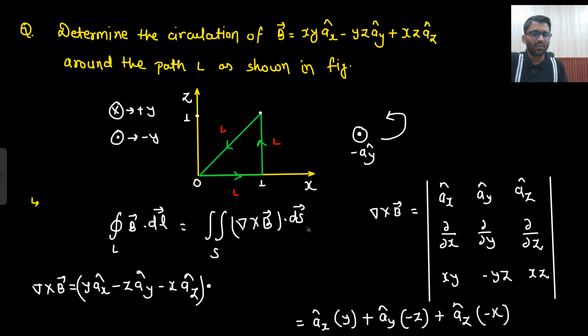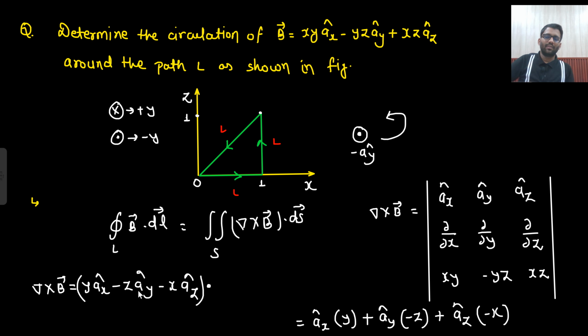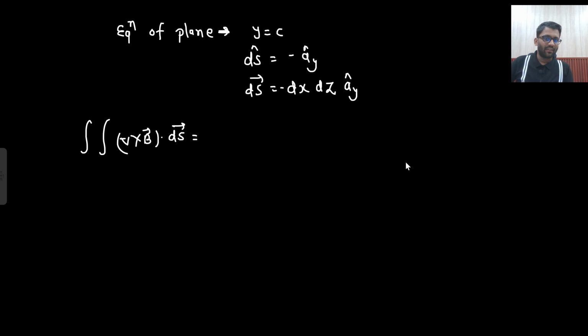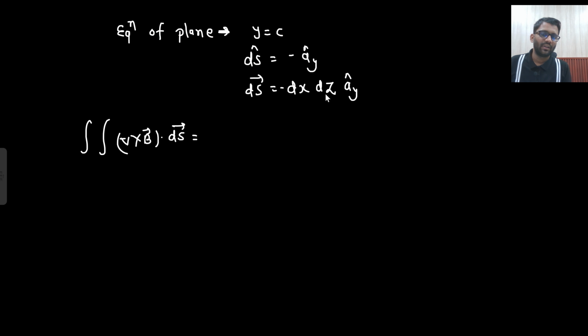Dot product del cross b dot ds, this is what I am doing. So with ay cap I need to do the dot product, so z into dx into dz, or I can write z into dz into dx. Now I need to put the limit.